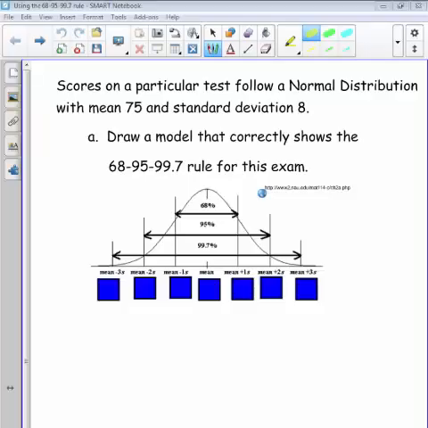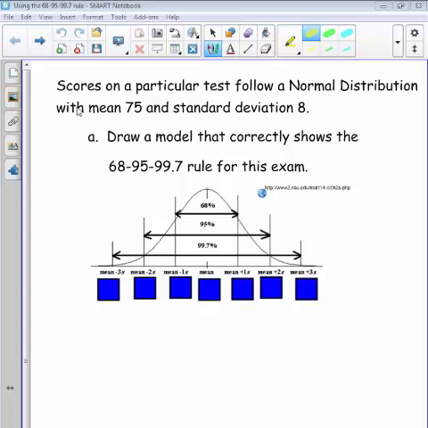In this example, we're going to investigate the 68, 95, 99.7 rule for normal distributions. In particular, we have scores on a particular test that follow a normal distribution with a mean of 75 and a standard deviation of 8. Notice this is a normal distribution, but not a standard normal distribution. We are not looking at z-scores.